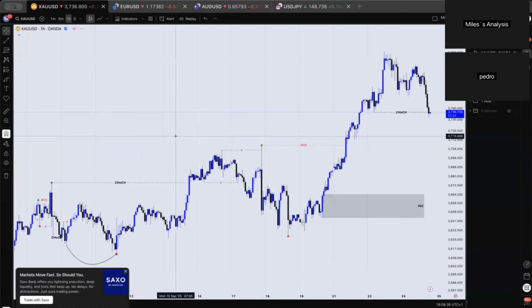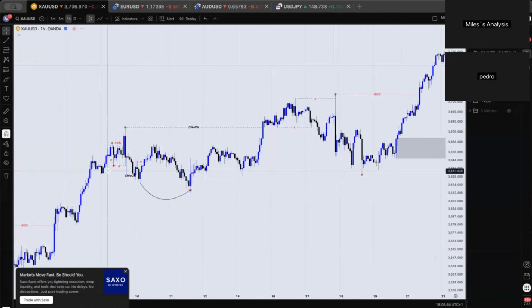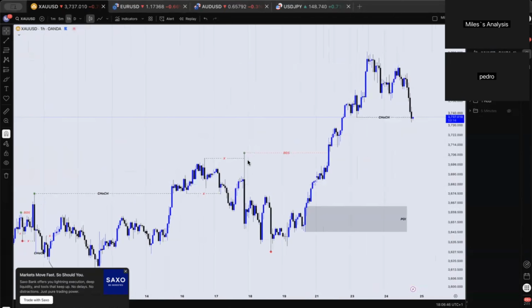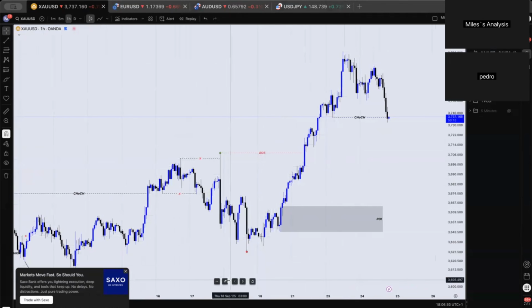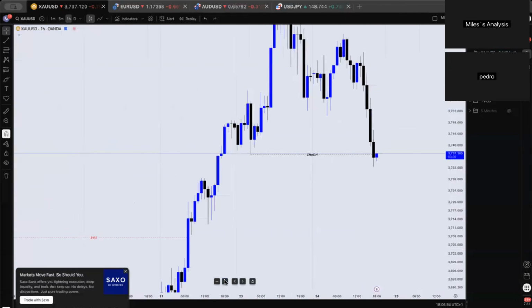Okay. Yeah, so as you can see, price has been bullish. This was the first change of character created this month, I guess. Yeah, and then price went on to create another breakout structure. And after this breakout structure, price created a very small inducement.